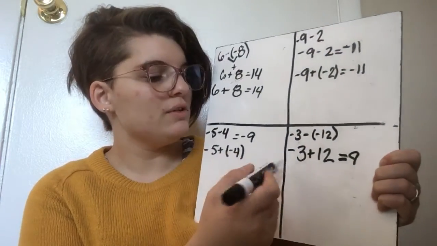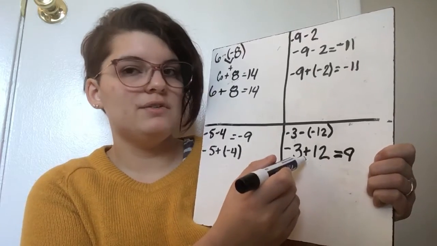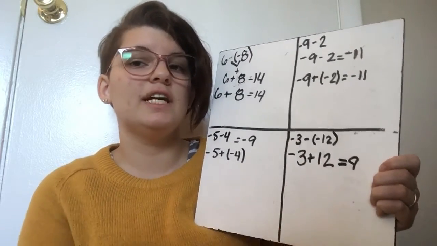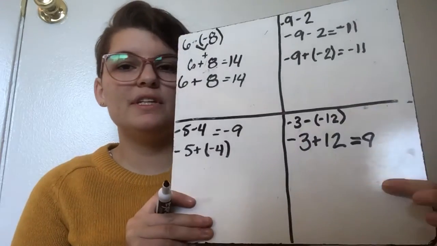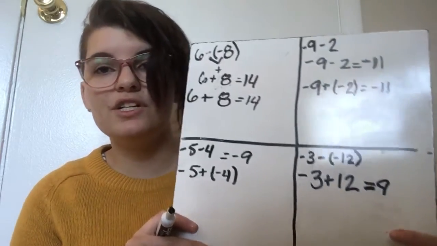Okay? You can also know that when you go 3, it gets you to 0. You have 9 left, so your answer is 9. Okay? So that's an example. Remember, this is number 4 from your worksheet for today.